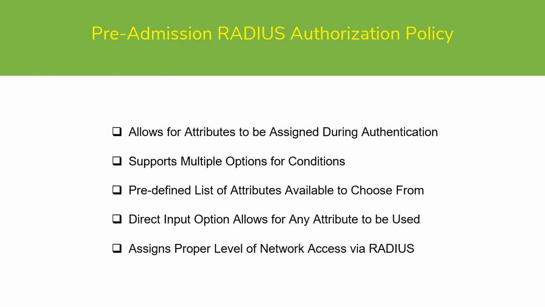Pre-admission RADIUS authorization policy. This feature allows for attributes to be assigned during the authentication process. It supports multiple options for conditions. It includes a predefined list of attributes available to choose from, and also allows for direct input. That allows you to configure any attribute that you would like to use. These attributes assign the proper level of network access via RADIUS.